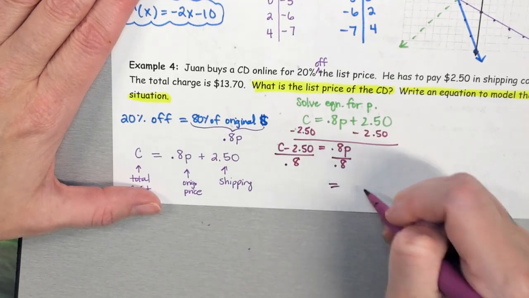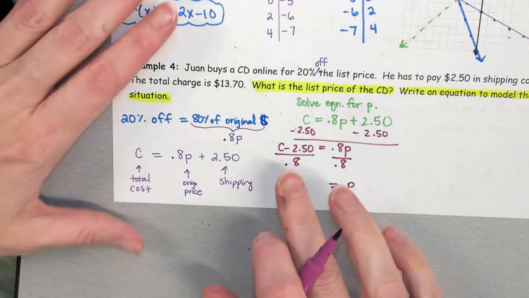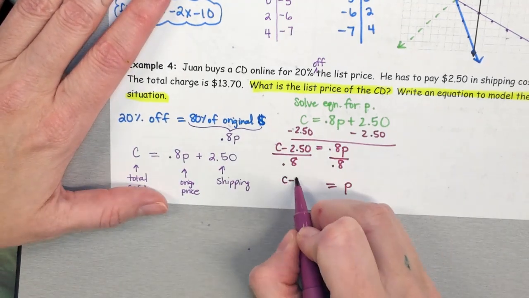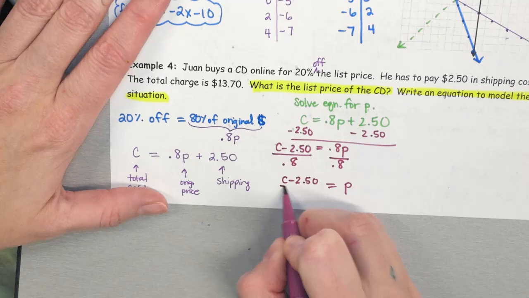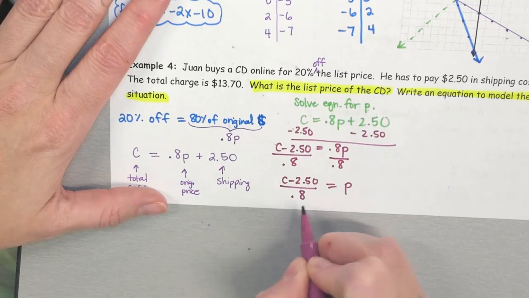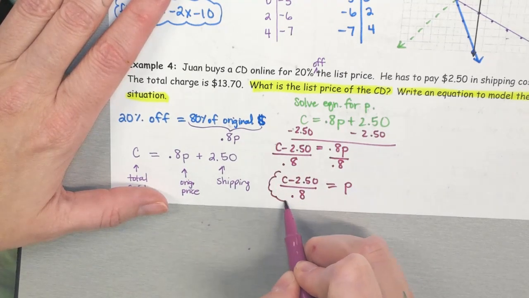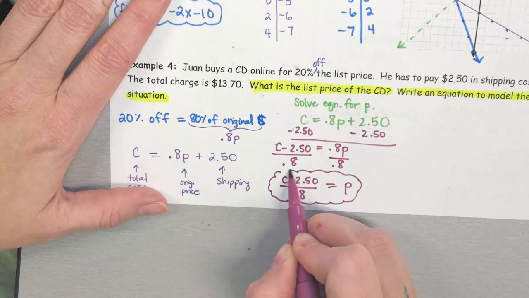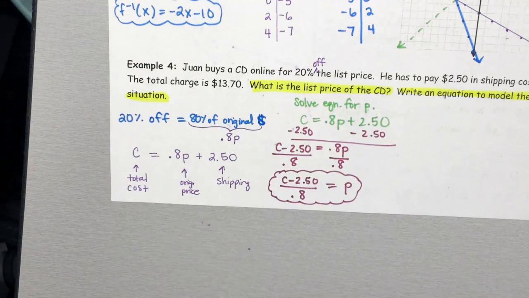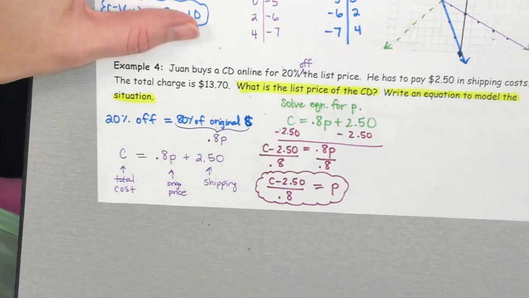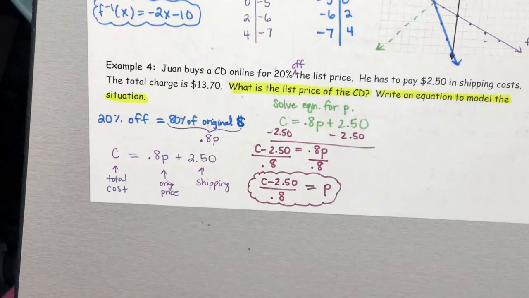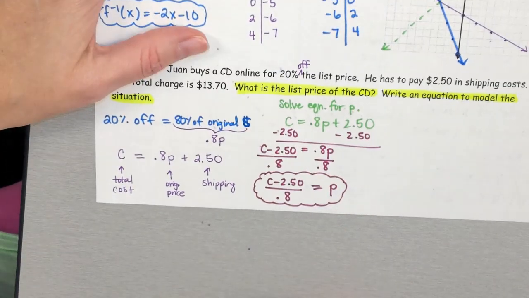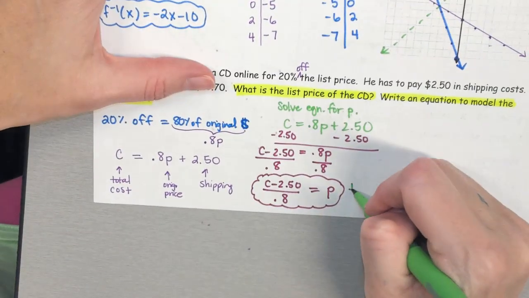Okay, and if you are not dealing with an f of x function, I'm perfectly fine if you leave your equation like this. You don't have to divide each one by 0.8, but you can. And when you're working with decimals like this, it's okay if you use your calculator for that. All right, so this is an inverse equation that we're solving for P. This models the situation.